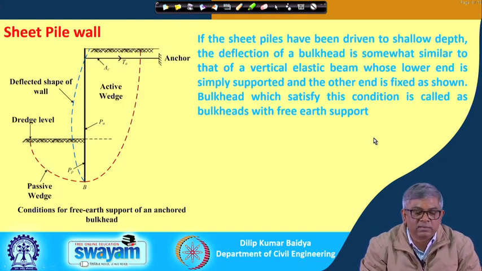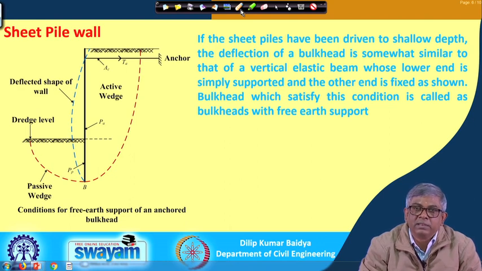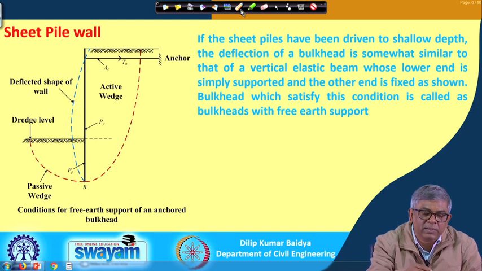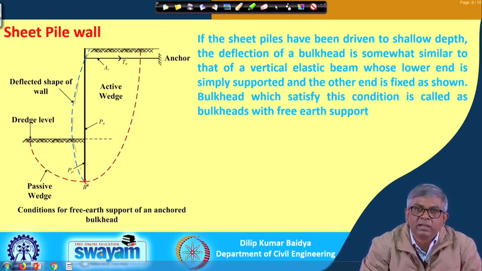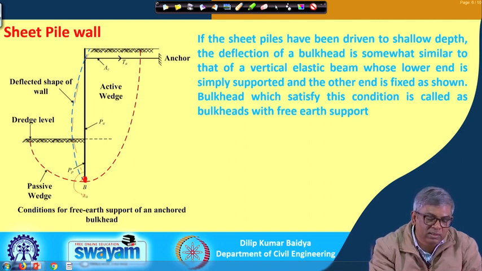Next part is actually that anchor bulkhead, and typically the penetration can be deep and it can be shallow. When the penetration is shallow, then the deflection shape of the anchor bulkhead will be like this. It is shown here, the deflected shape will be like that, and this portion will be almost like a simple support. Because there is no fixity at this point, it is as if simply supported, and because of that this one is called free earth support.